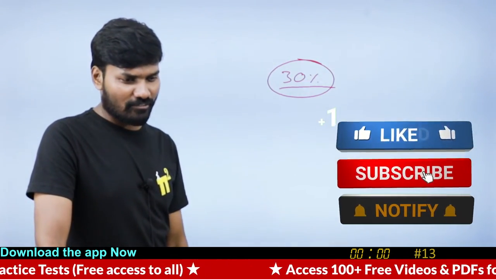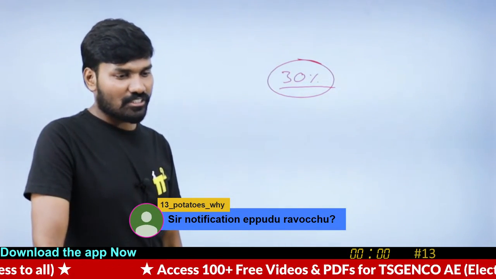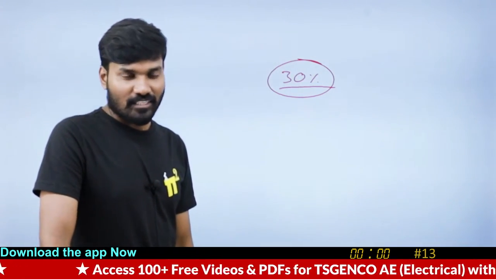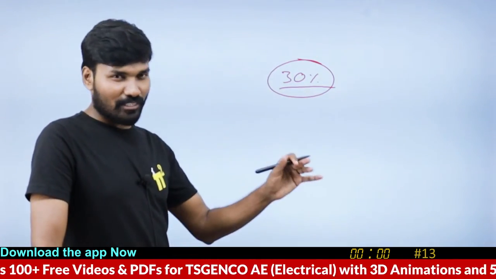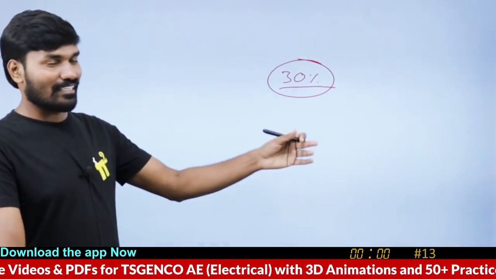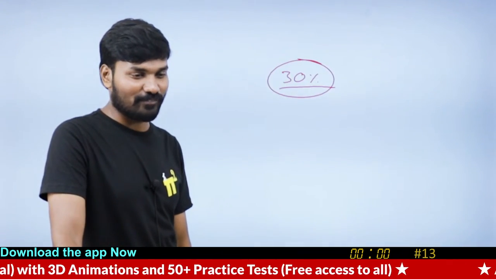Unless you have a question. We got a question here. Sir, the notification. The notification will be sooner. Before the 10th, you can expect the notification. Very shortly. But if I say within 2 or 3 days, your anxiety levels will increase. So yeah, before the 10th of this month, you can expect the notification.